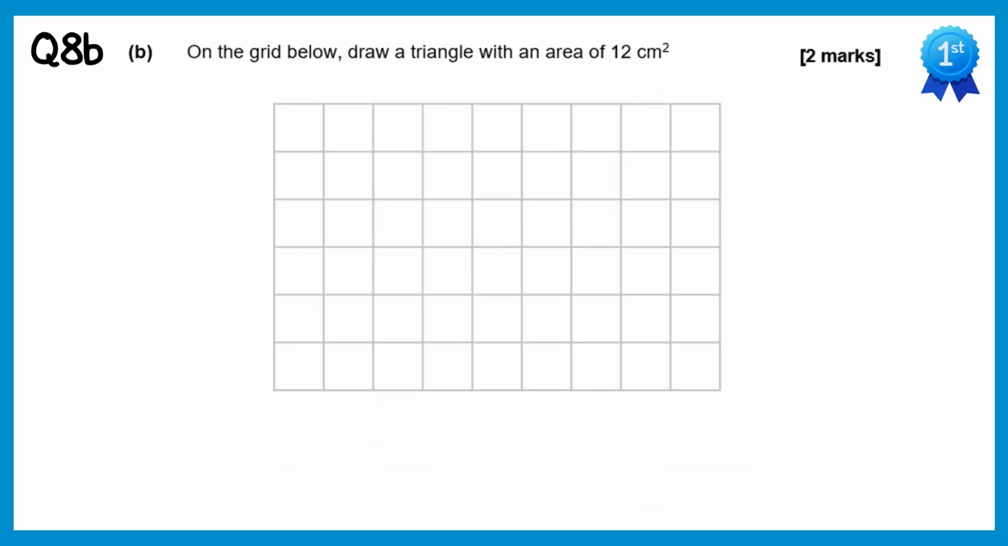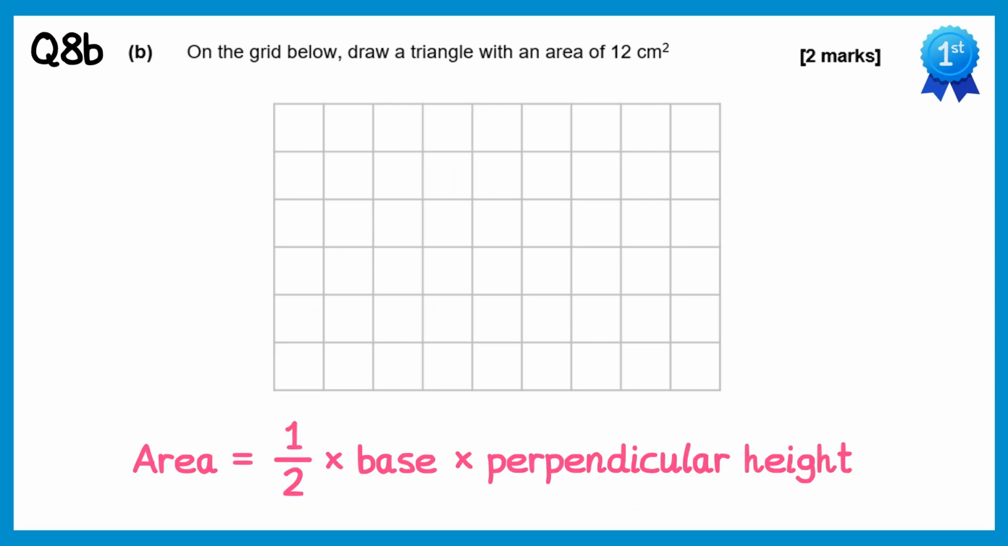In this question we need to draw a triangle but make sure the area is 12 centimeters squared. The formula for an area of a triangle is half times base times perpendicular height, and we need to make sure this equals 12. If this is going to equal 12, then the base times the perpendicular height must equal 24. Since half of 24 does give you 12. So we need to select a base and a perpendicular height that multiply to make 24.